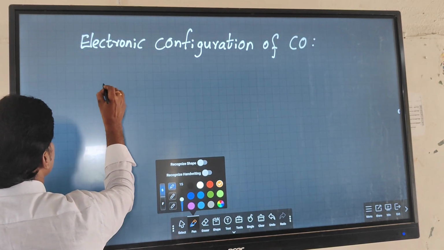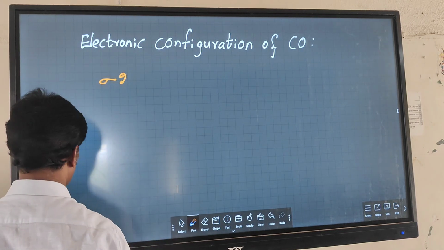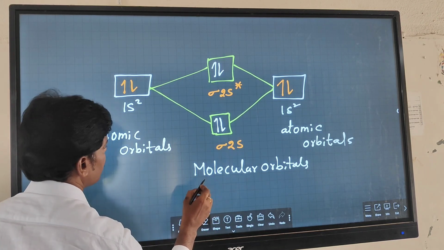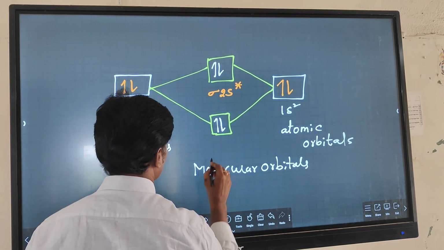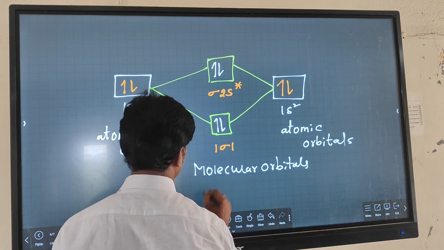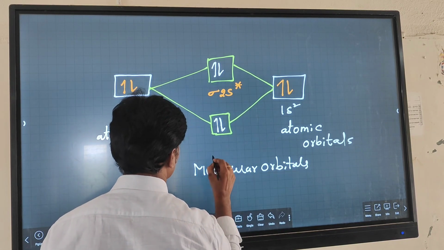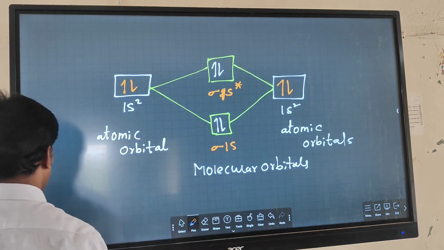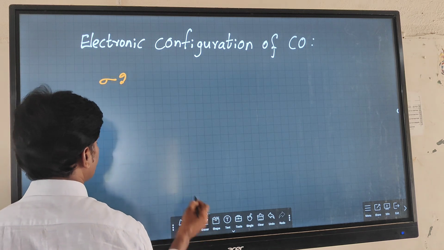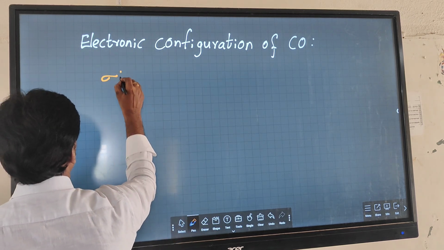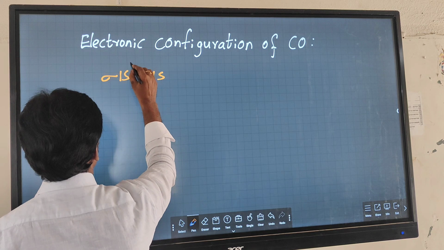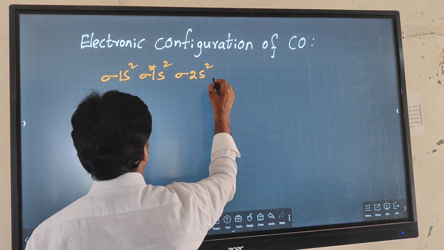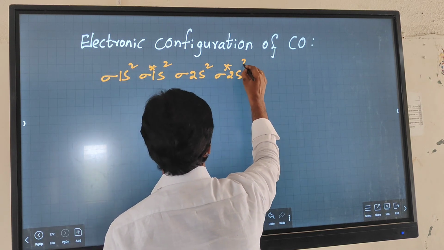The first one is sigma 1s, not 2s, sigma 1s. This one is sigma 1s star, not 2s. So therefore: sigma 1s2, sigma 1s star 2, sigma 2s2, sigma 2s star 2.